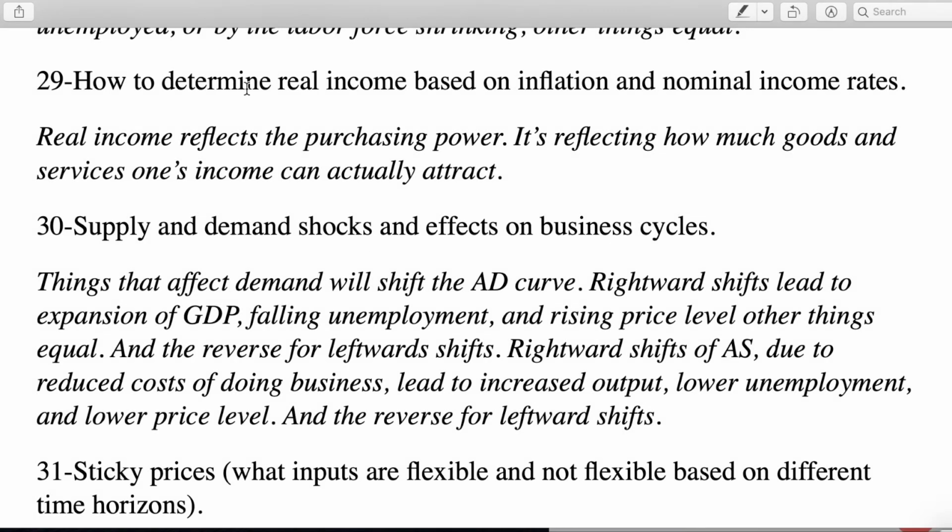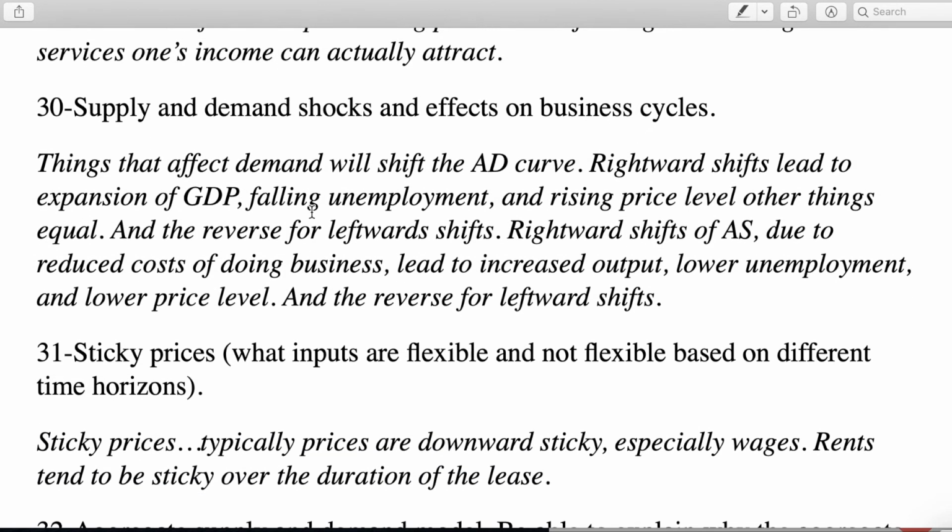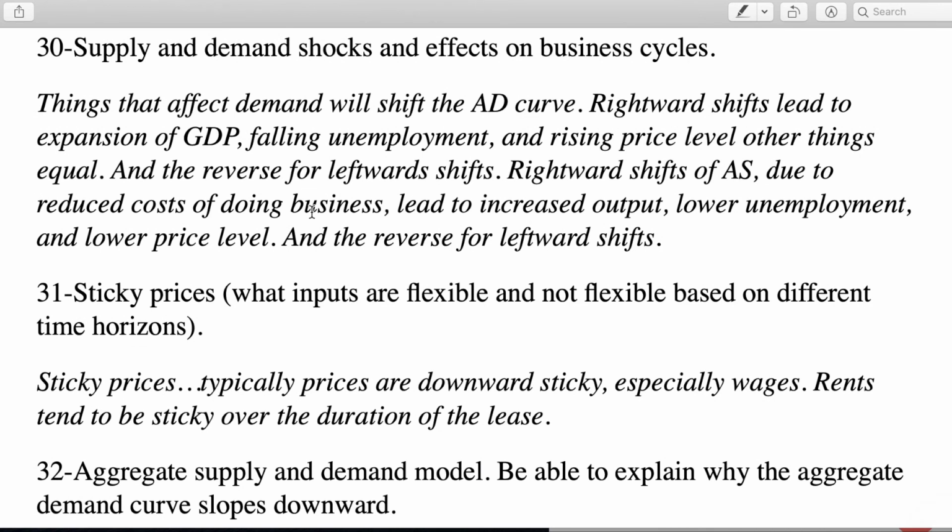All right. So supply and demand shocks and effects on business cycles. Things that affect demand will shift the aggregate demand curve. Rightward shifts lead to an expansion of GDP, falling unemployment, like I said before, and a rising price level, other things equal, so inflation. The reverse for leftward shifts. Rightward shifts of aggregate supply are due to a reduced cost of doing business, which leads to increased output, lower unemployment, and a lower price level, and then the reverse for leftward shifts.